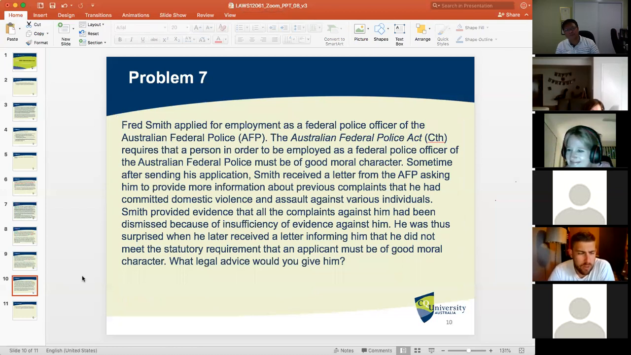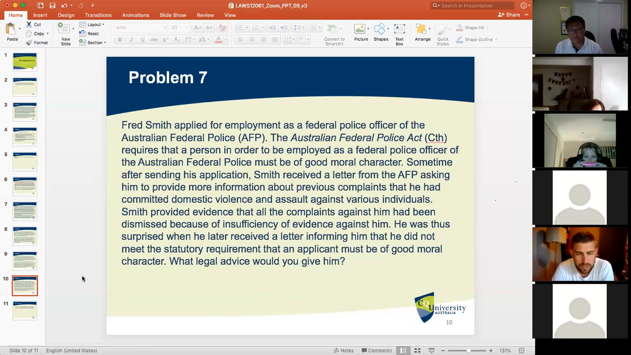Okay. Fred Smith applied for employment as a federal police officer of the Australian Federal Police. The Australian Federal Police Act requires that a person, in order to be employed as a federal police officer of the Australian Federal Police, must be of good moral character. Sometime after sending his application, Smith received a letter from the AFP asking him to provide more information about previous complaints that he had committed domestic violence and assault against various individuals.